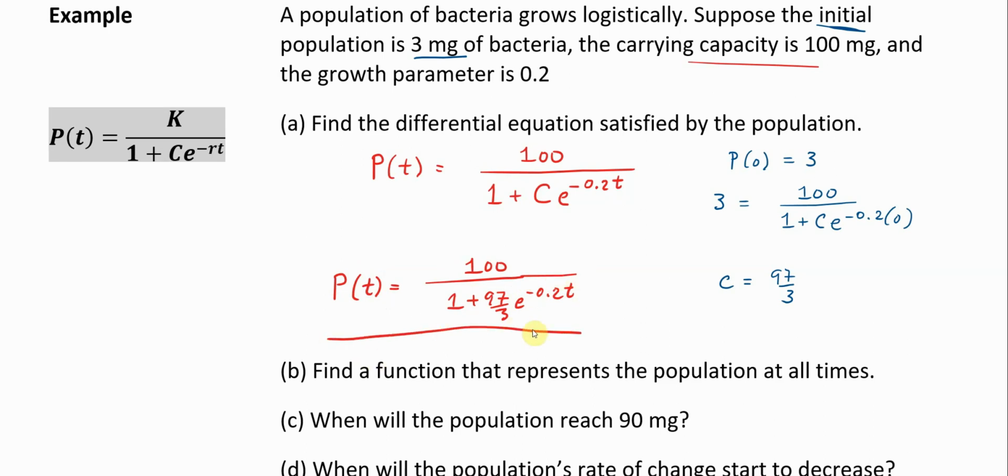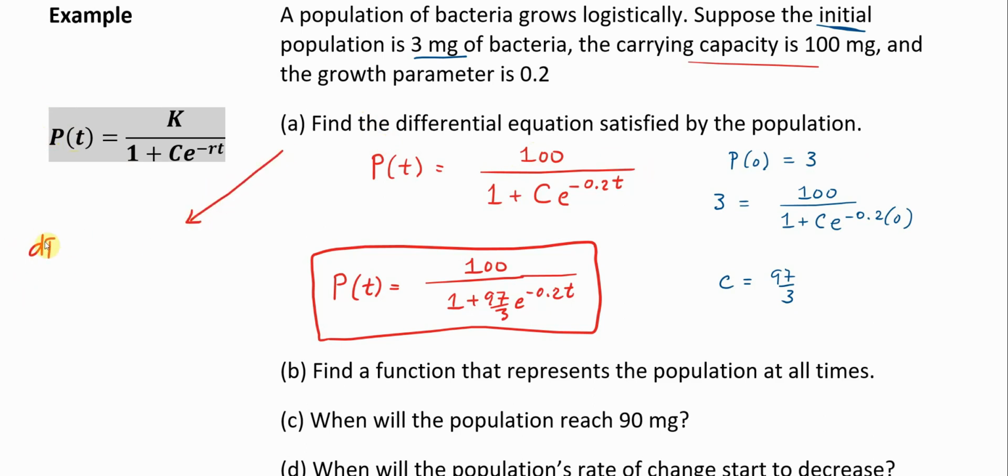So there we go. We have a function for this population. Actually, I'm sorry. What I've done here is answer part B. Part A is actually a little bit simpler. Part A is to find a differential equation that's satisfied by the population. So part A, let's do that over here.